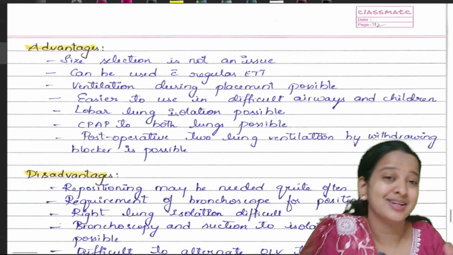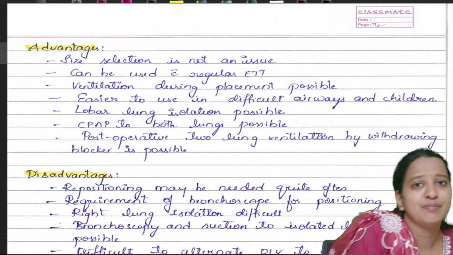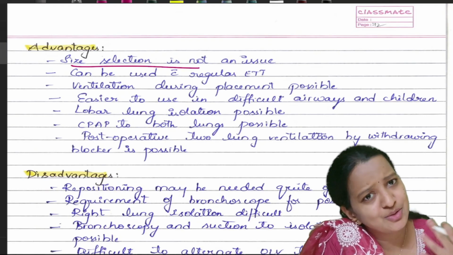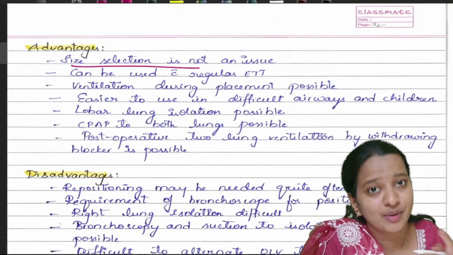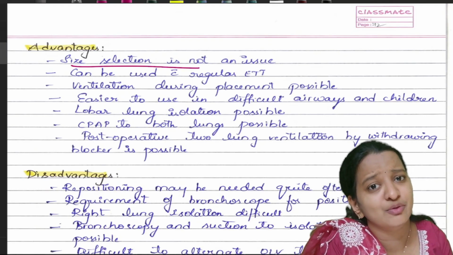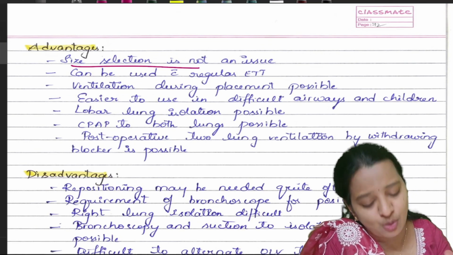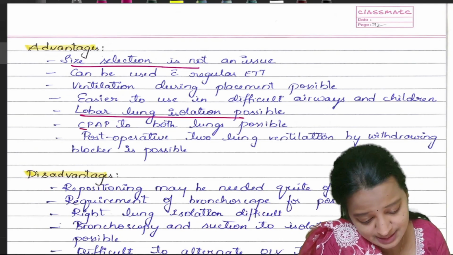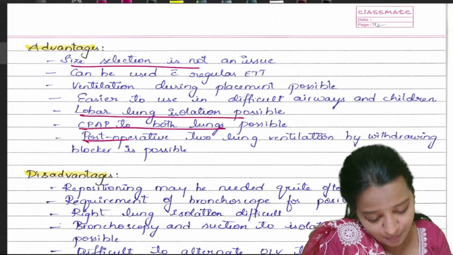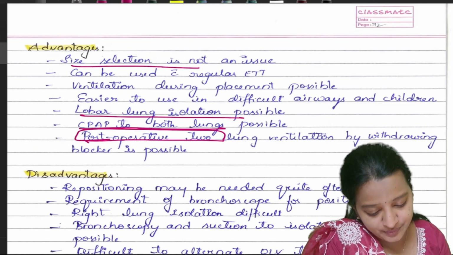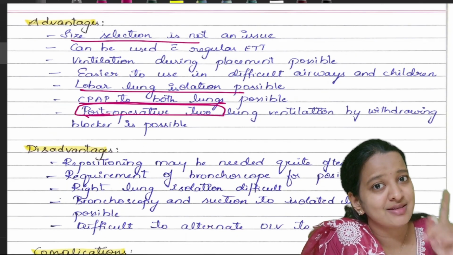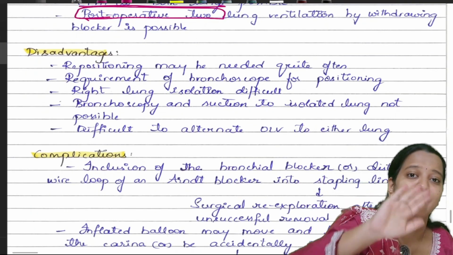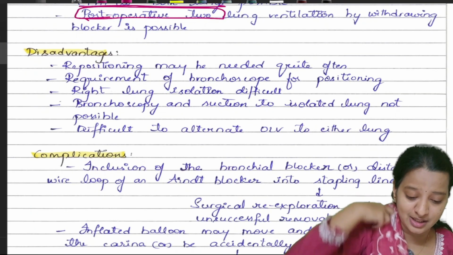So what are the disadvantages of the DLTs? Size is a problem. Here size selection is not an issue. So it can be used with regular ETs and post-operative ventilation is also possible. We can just remove the blocker and the ET tube is already in situ. Lobar lung isolation is possible and CPAP to both lungs is possible. And it can be used in difficult airways. There, it cannot be used in difficult airways, right? So the advantages of DLT become the disadvantages here.